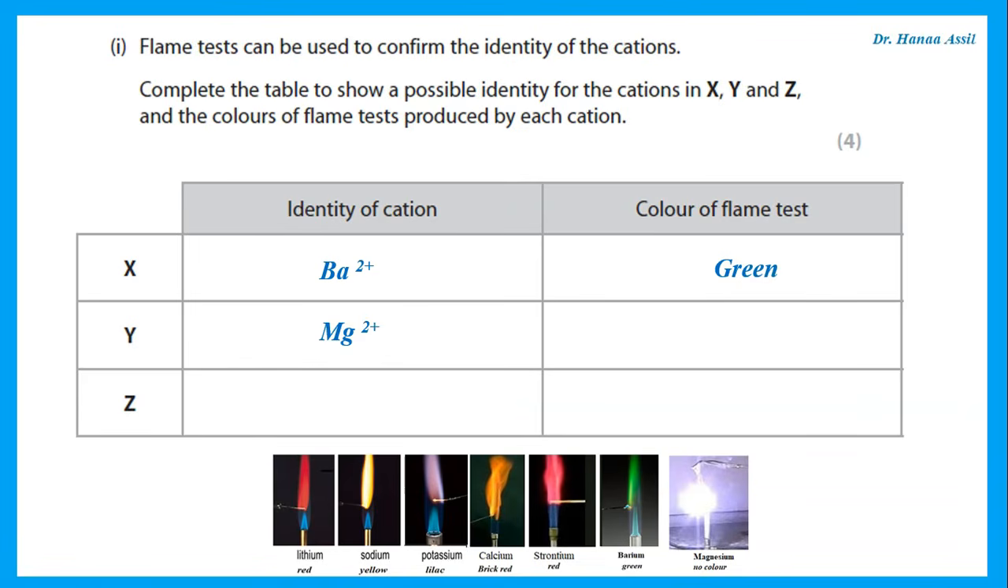Now, we said that Y was magnesium. If we do a flame test for magnesium, you should remember magnesium gives no color. Don't say white, we say no color. And then we said Z is either calcium or strontium. So if we say it's calcium, in the flame test, it gives a brick red color.